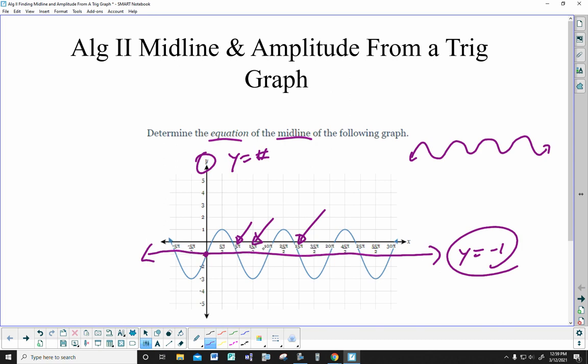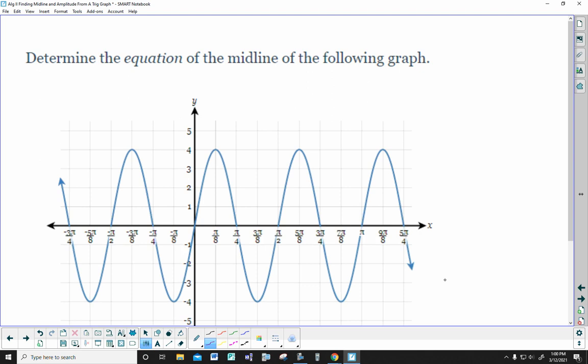You're looking for the equation of the midline of the graph. The midline on this one looks like it's the x-axis, because there would be 1, 2, 3, 4 units to the top, and then 1, 2, 3, 4 units to the bottom. So the x-axis is the midline. So it's y is equal to 0. That's the equation for the midline, and that's what you type into Delta Math. Okay?